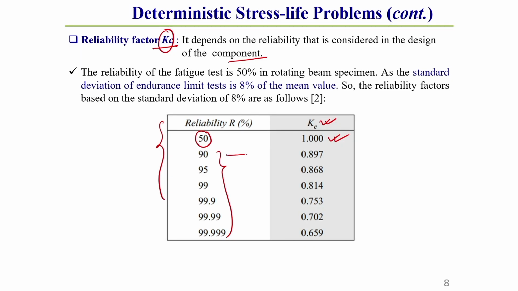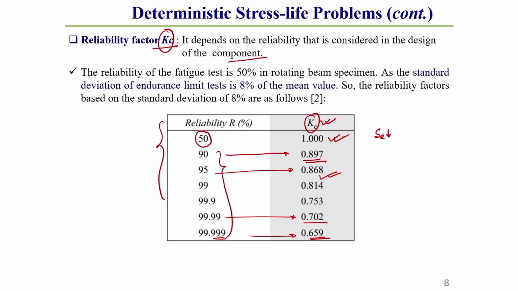For 90% reliability, you see your Kc factor is reducing from 1 to 0.897. If it is 95%, you see it is reduced further. If you consider 99.99%, its value is 0.702. If it is 99.999%, its value is generally considered as 0.659, you see. So, the higher the reliability percentage, the lesser will be the Kc value and the lesser will be the endurance strength.